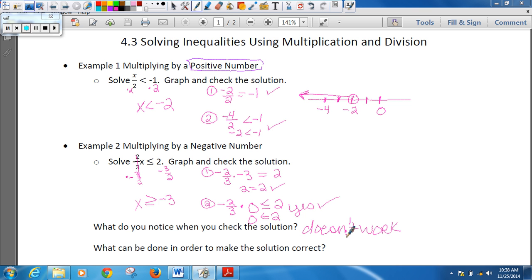So in order to make it work, if you multiply or divide by a negative number, you need to reverse the inequality sign.